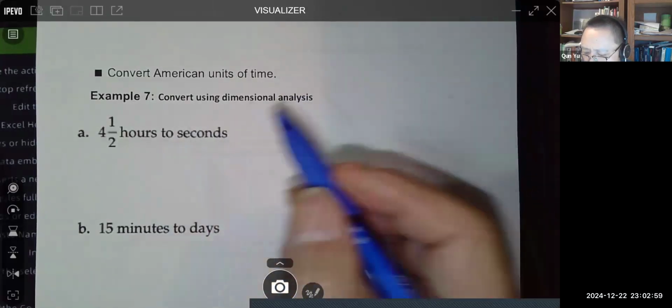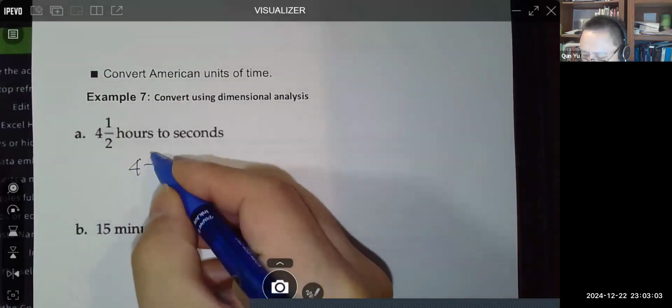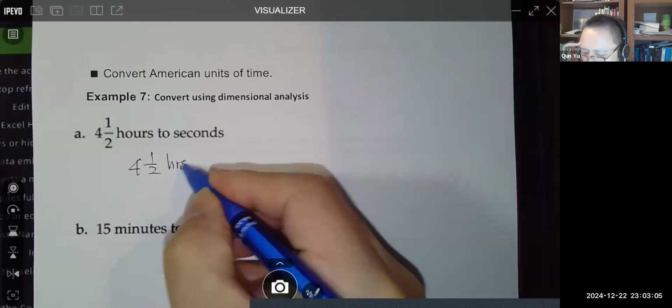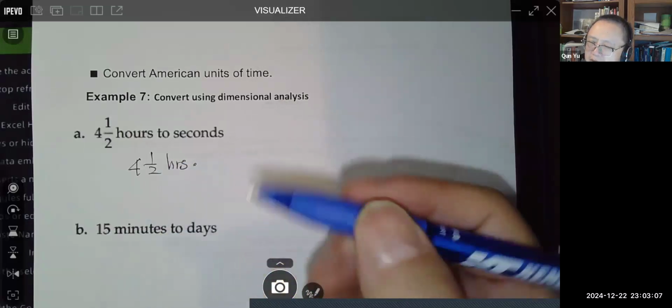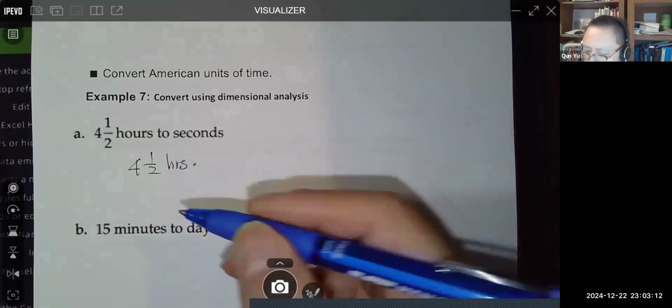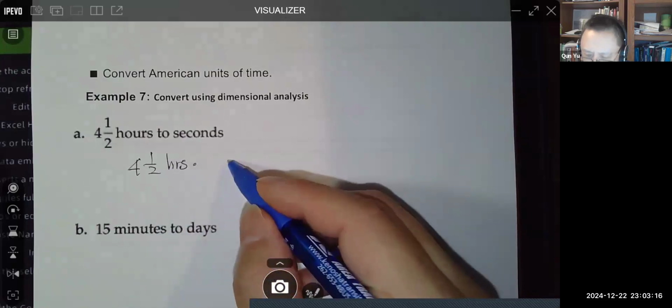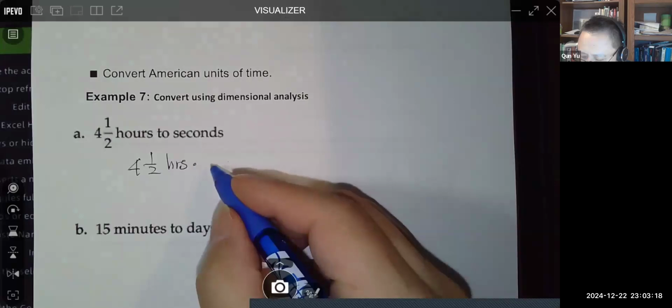First, we want to convert from hours to seconds. So 4.5 hours. If you know 1 hour equals 3,600 seconds, you can do it in one step. Otherwise, just convert from hours to minutes and from minutes to seconds. You're going to get the same result.